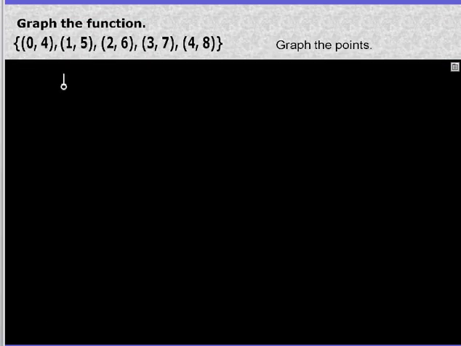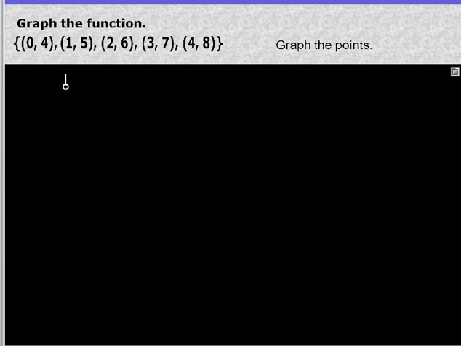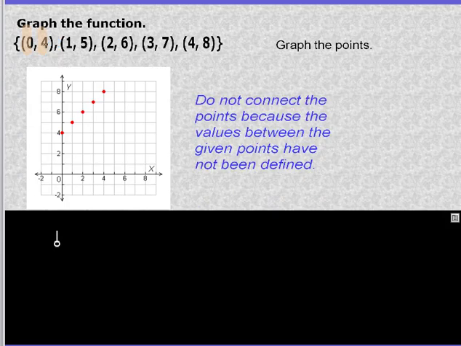All right, graph the function. So we're going to graph these points. Notice it's roster notation, meaning it's not an infinite set, it's a finite set. So this goes on our horizontal and this goes on our vertical. And I think you probably understand how to graph these. This is 0, 4, 1, 5, 2, 6, 3, 7, and 4, 8.